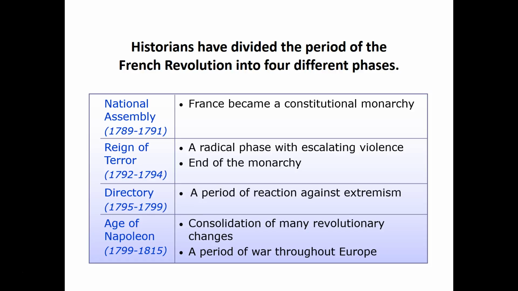The third stage is a reaction to the overreach of the craziness of the Reign of Terror, the Directory, 1795 to 1799. Again, a reaction against the extremism that was prevalent in the Reign of Terror. And then the final stage, the Age of Napoleon, 1799 to 1815, where a lot of the changes that had happened during the Revolution come together. Certainly, it's happening within and beyond the borders of France, because we have France at war with basically the entirety of Europe. But we'll talk about Napoleon at some later stage.